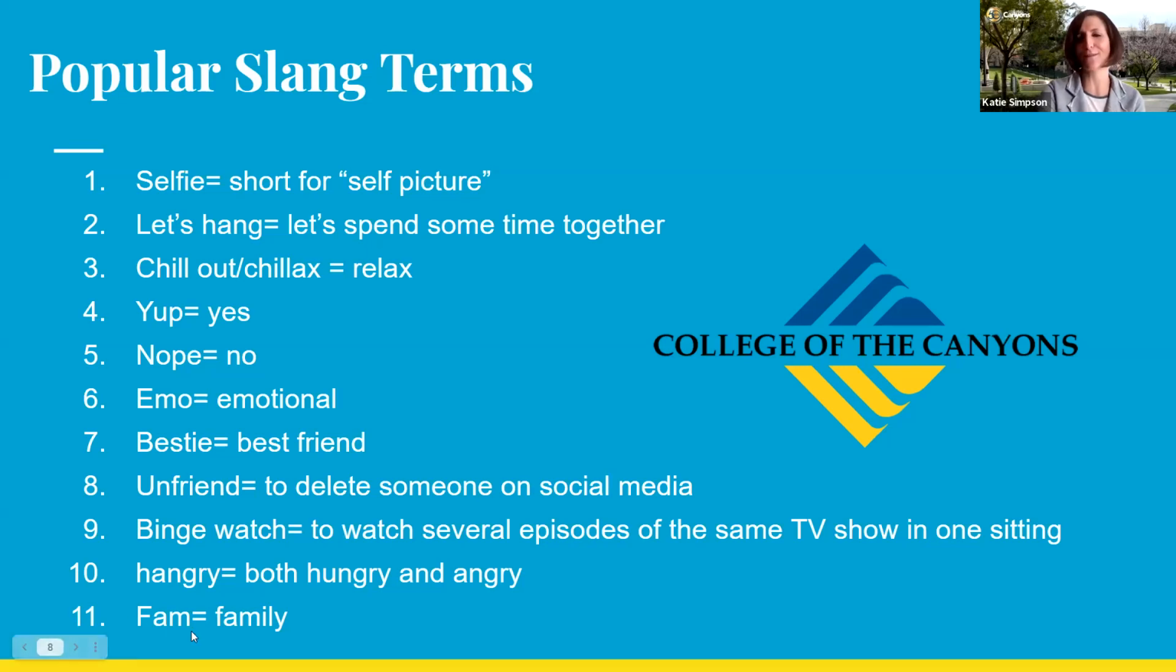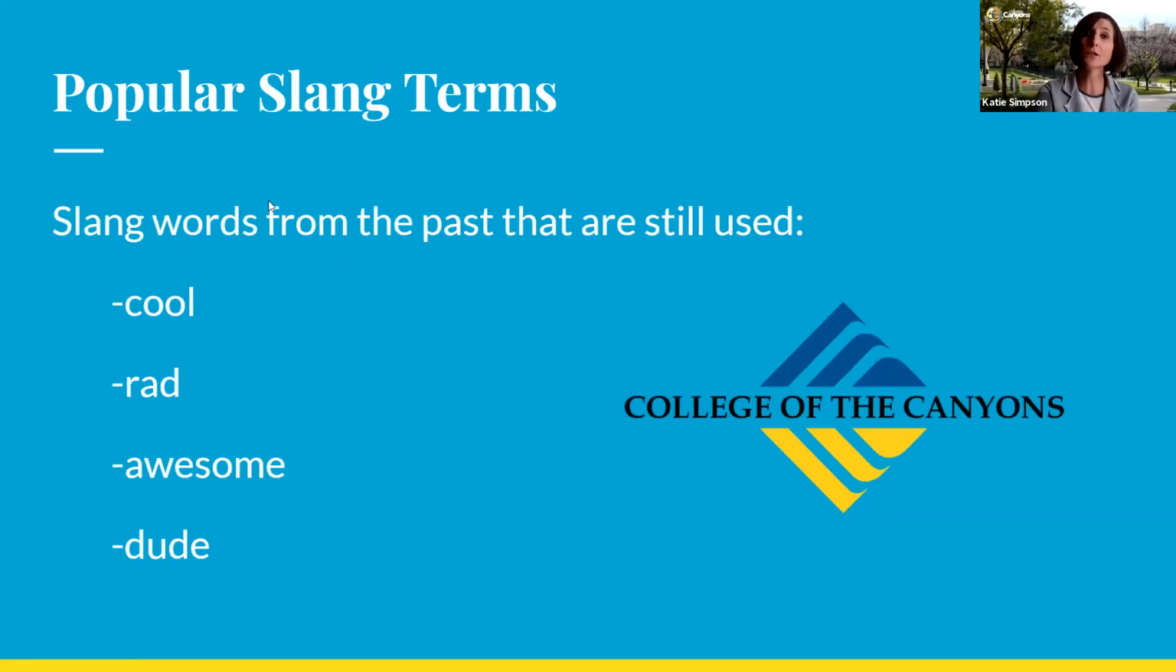And then just kind of a fun last one is fam. You can say fam for family. A lot of people say, oh, I'm just going to hang with my fam, which means spend time with your family. So this is a common one. I say fam a lot instead of family. So these are some popular slang terms that you might hear if you're in a native speaking country and in an informal situation. Some popular slang terms from the past that we still use.